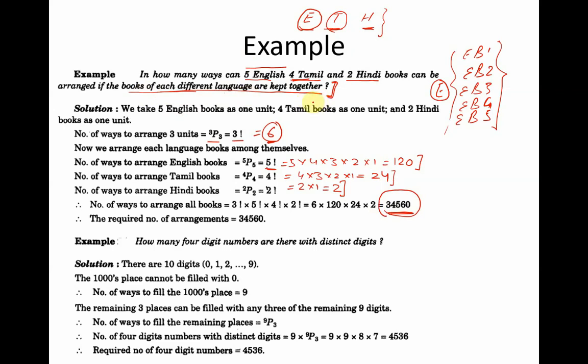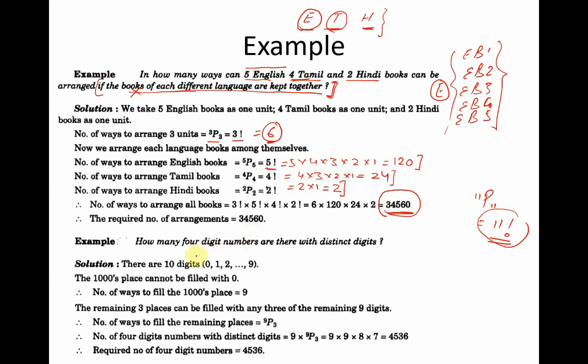Suppose the question would have missed this line, that the question would have given without this line. Suppose this line is not given. In how many ways can 5 English, 4 Tamil and 2 Hindi books be arranged? Now the total number of books is 5 plus 4, 9 plus 2, 11. Now this question simply becomes 11P11, that is equal to 11 factorial. If this line was not given, then the answer would have been 11 factorial.